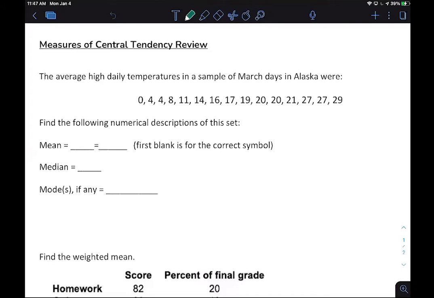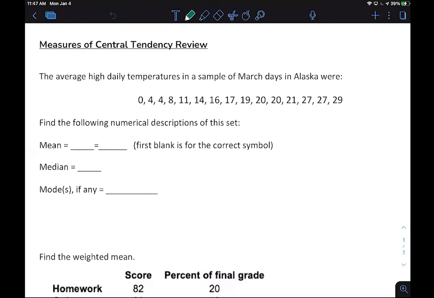Okay, so reviewing measures of central tendency. This is our median, mode. And then we're also going to talk about weighted mean and mean of a frequency distribution, because we're going to use all of these little aspects in the next couple of units. Actually, pretty much the remainder of the semester.